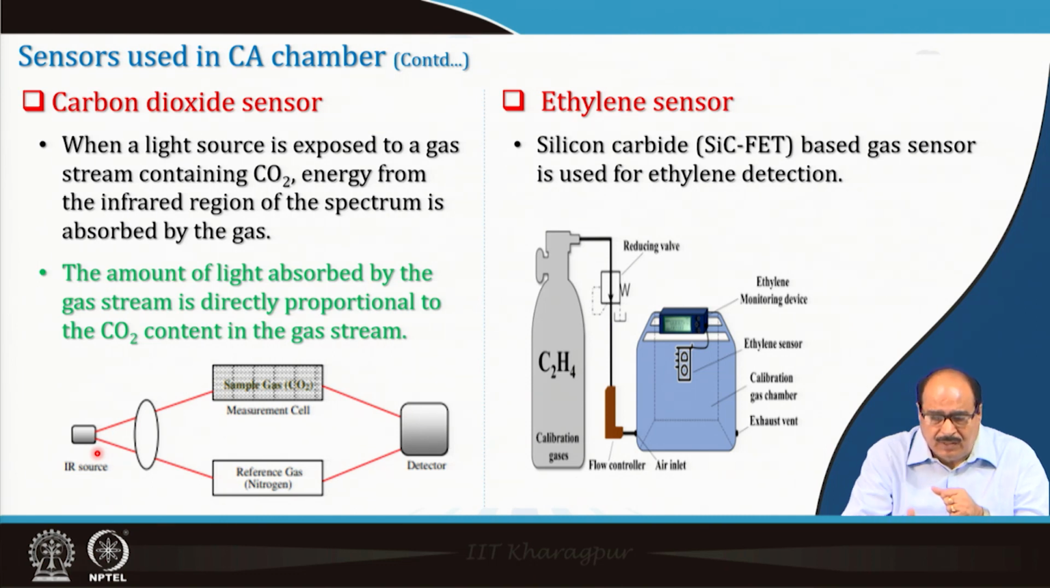How does it work? It is shown here in the schematic of the figure. There is an ethylene gas chamber, then the reducing valves, and the gas comes here. There is a flow container here, and then it is connected with an ethylene monitoring device. So the sensor is calibrated, it senses this and then displays it on the monitor.